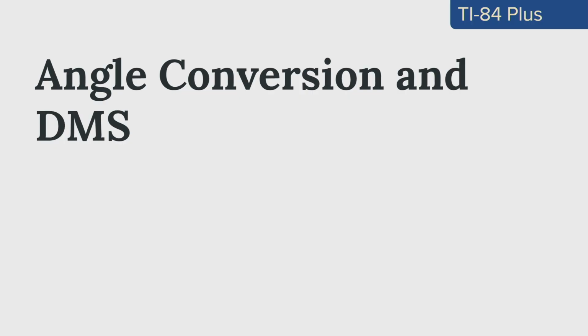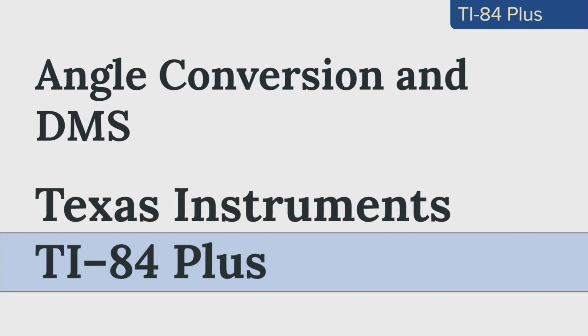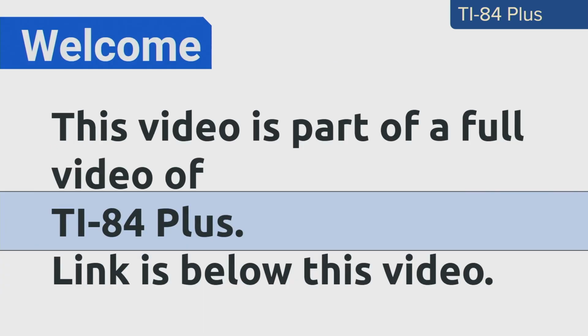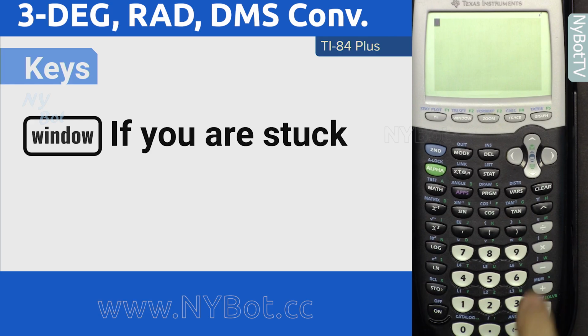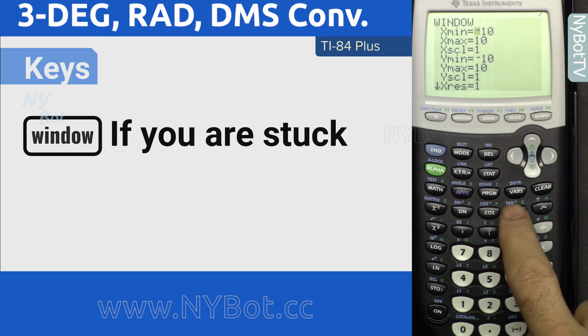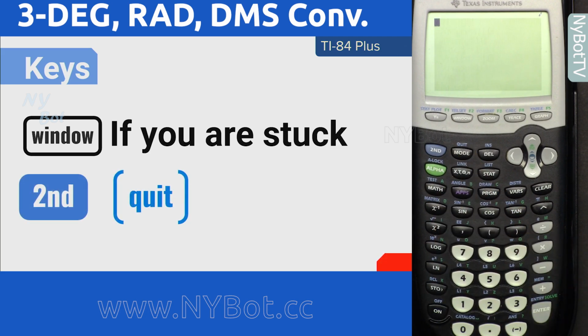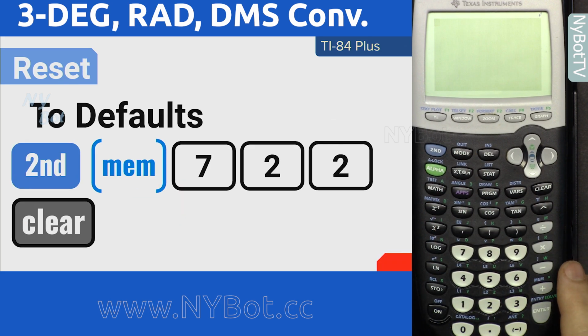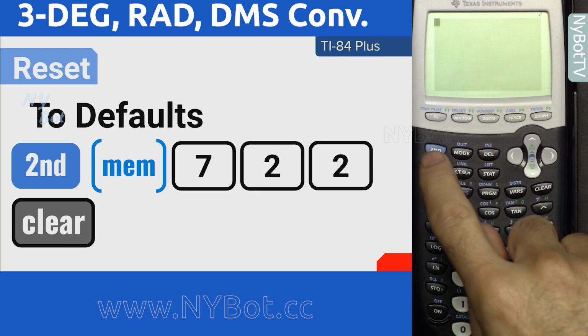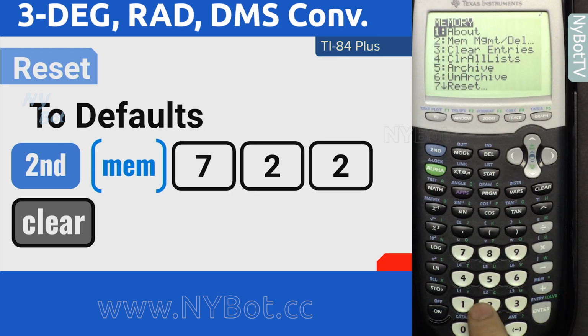In this video we are going to do angle, degree and radian, and also degree minute second or DMS with Texas Instruments TI-84 Plus and TI-84 Plus Silver Edition. This video is part of a full video of TI-84 Plus. The links are below the video in the description. If you press window or something and you're stuck, press second function and quit to exit from the screen. Let's have our defaults, second function and mem, and then 7.